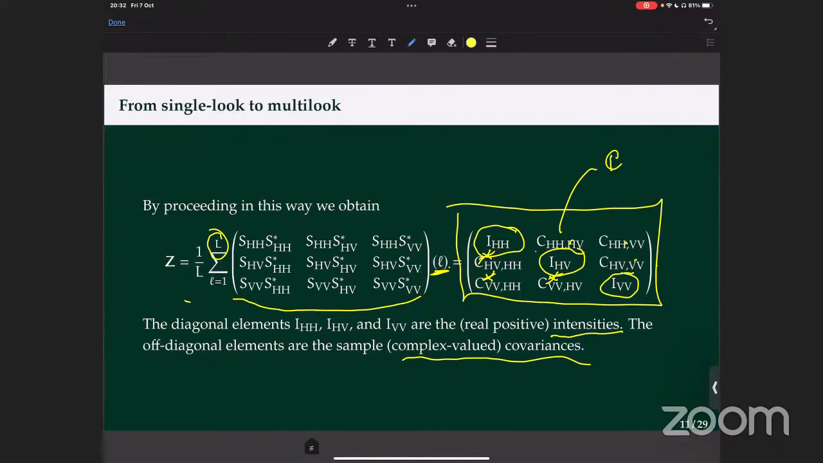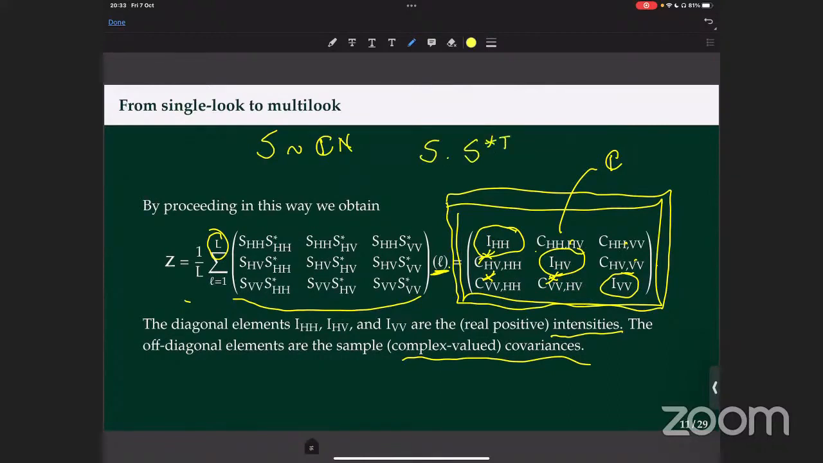This is the covariance matrix format, and all the information that the PolSAR sees is contained in this matrix. You will see with Professor Bhattacharya several ways of extracting information from this matrix. What we will see is the statistical properties and why they are important. So remember, we knew that S was a complex normal random vector, and we made the average of S times S conjugate transpose. We made averages of this, and we formed Z. Z is the object that we will work with.